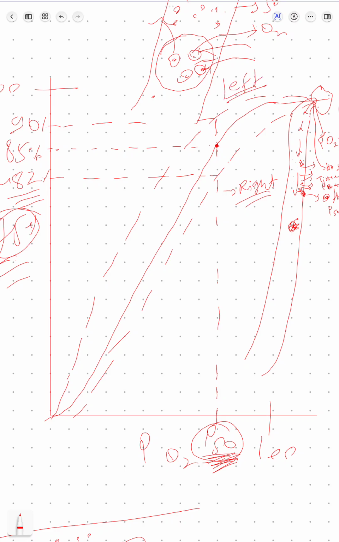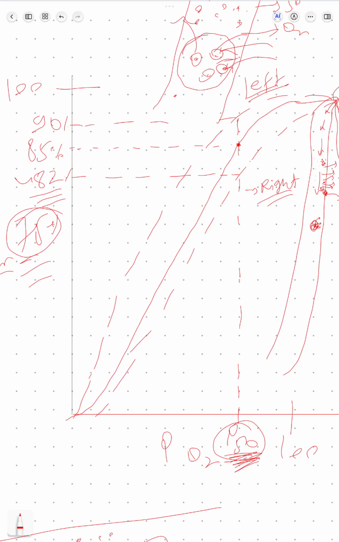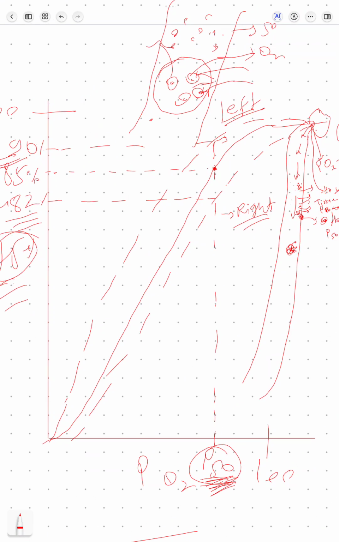So what is happening there? Hemoglobin has oxygen, but it is not providing it to the tissue to be consumed. It is not providing it to the plasma to be given to the tissues. All right. So this is left shift and right shift. I hope I could make this graph clear.